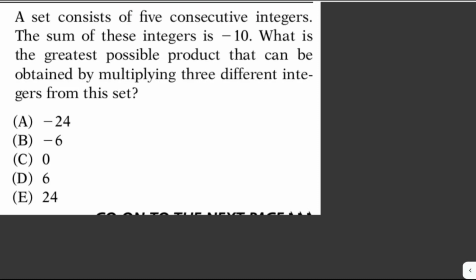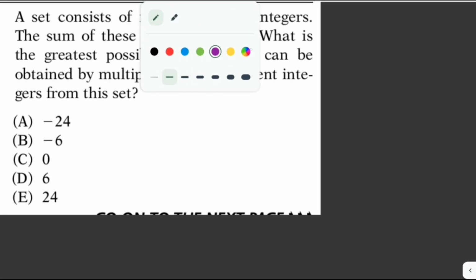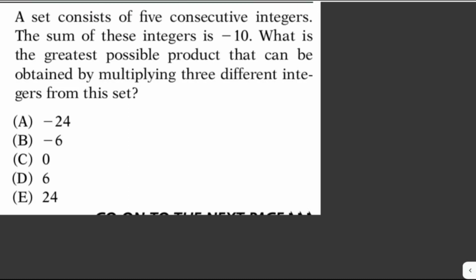All right, let's solve another problem. A set consists of 5 consecutive integers. The sum of these integers is -10. What is the greatest possible product that can be obtained by multiplying 3 different integers from this set? All right, since it's given here that the integers are consecutive and their sum is -10, we can simply guess and check, or we can find them algebraically.